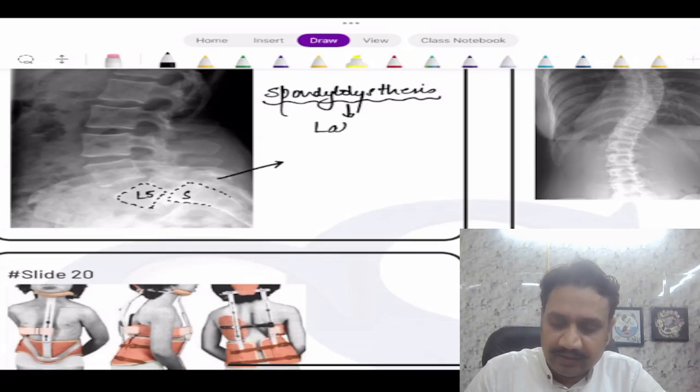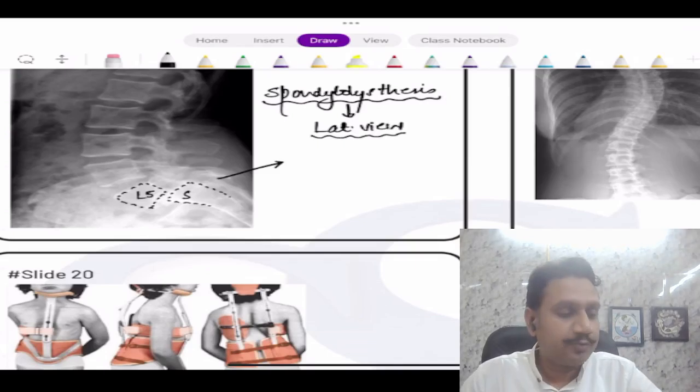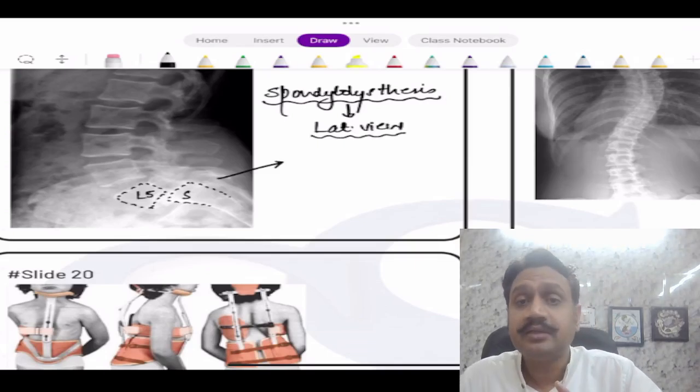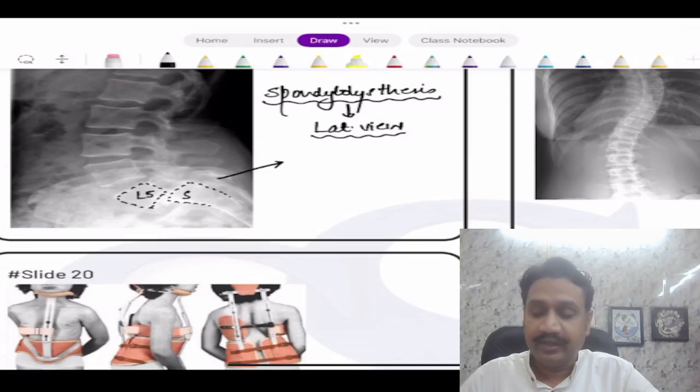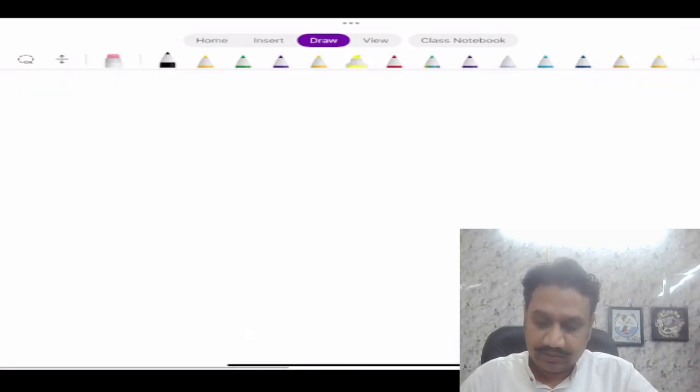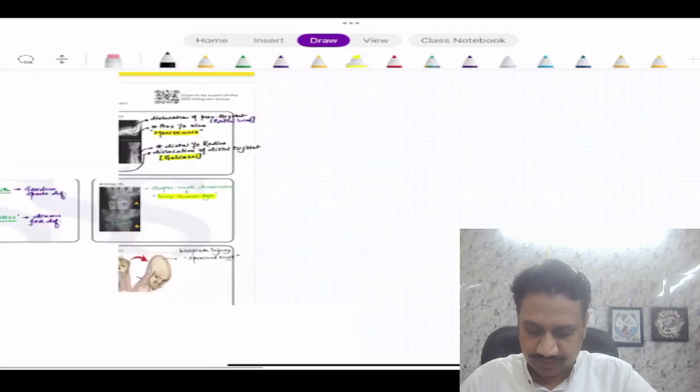Please do remember, listhesis is best seen in which view of the spine? It is the lateral view which can show you the slip. That's a very logical point, right? Spondylolisthesis is best seen in the lateral view of the spine. You should be very clear about this point. Let me just go to the image.